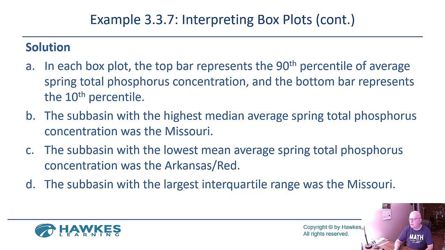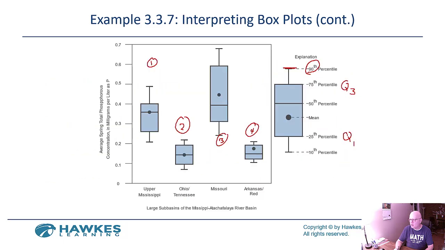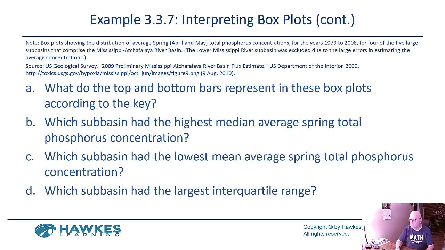In the top one, we had the 90th percentile of the average at the top, and the bottom bar, the 10th percentile. Don't ask me why, as I said, I don't know. The highest median average was Missouri, so you can just look at the different median averages and pick which one's the biggest. It depends on what your questions are and what your job is, really. The one that had the largest interquartile range, D, take a look back here. See? This one. The biggest interquartile range right here. It's the middle 50%.